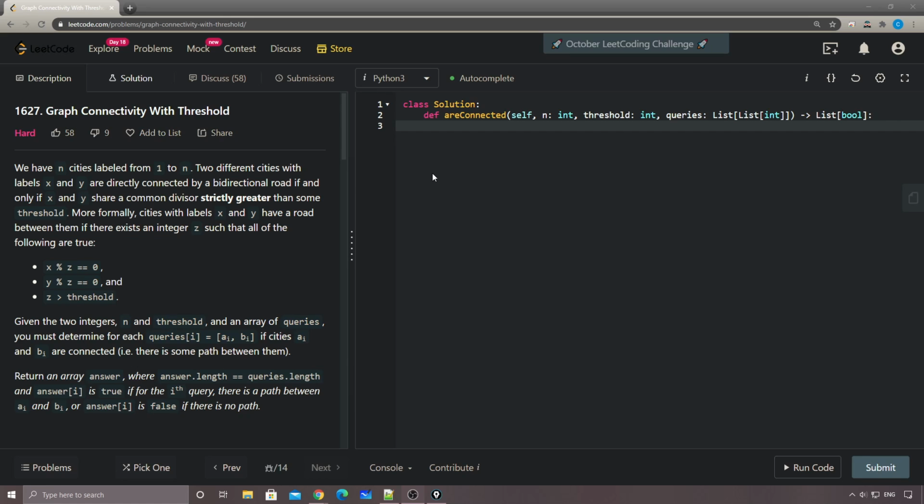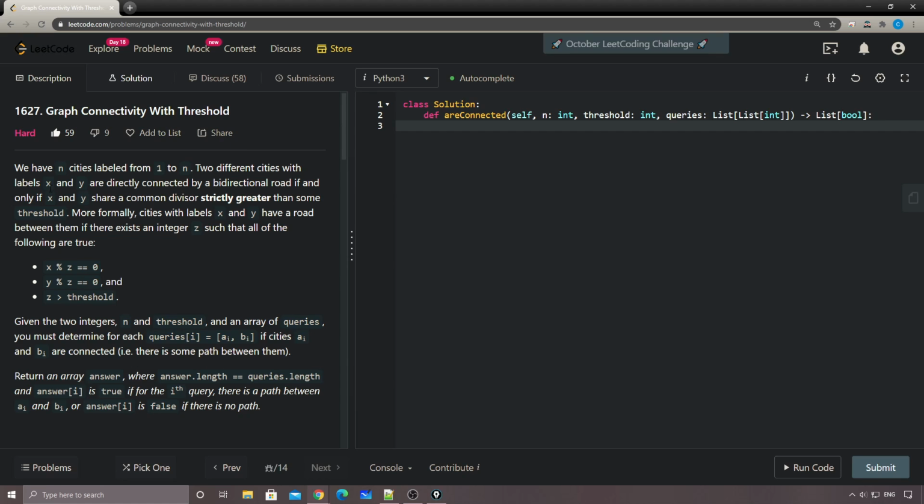So today, let's take a look at this last problem of this week's weekly contest. Number 1627, graph connectivity with threshold. I think it's a nice graph-related problem. Okay, so let's take a look.